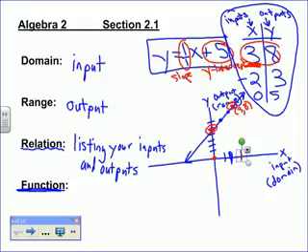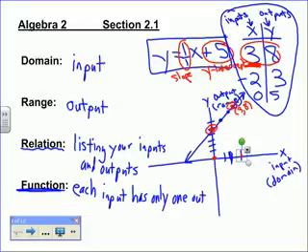Now, not all relations, but some relations are what we call functions. What has to be true in order for something to be a function? Very good. Okay. Each input can only have one output. Okay. We're going to talk a lot about that. That's a really important concept.